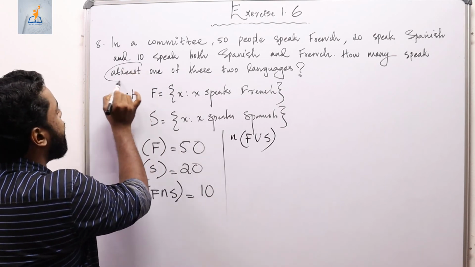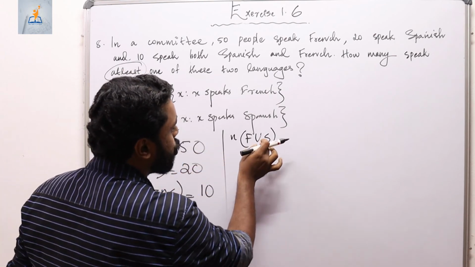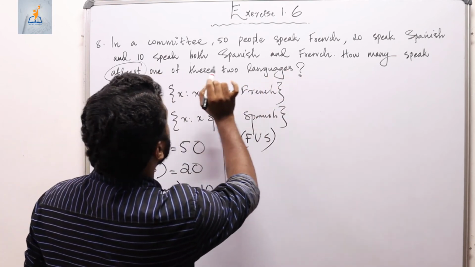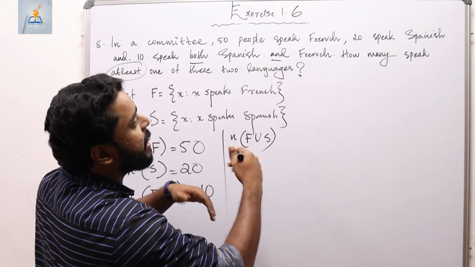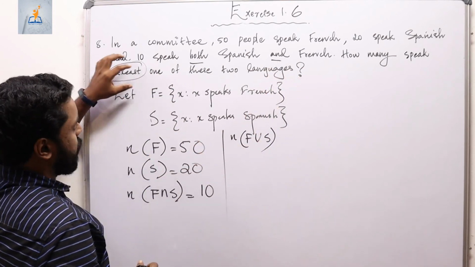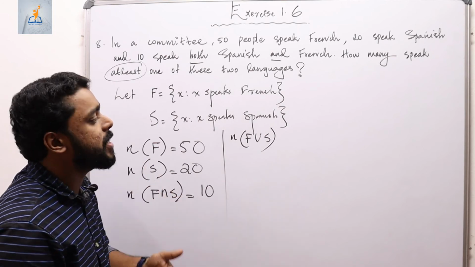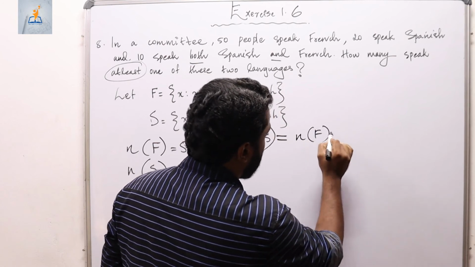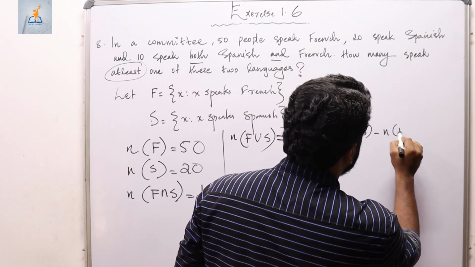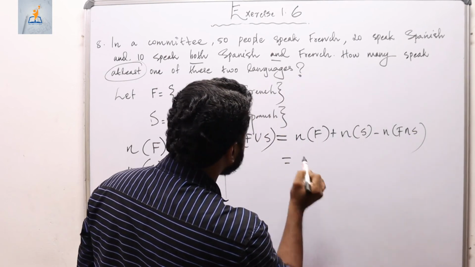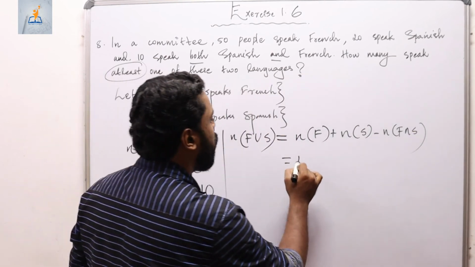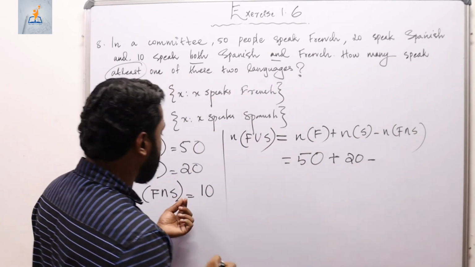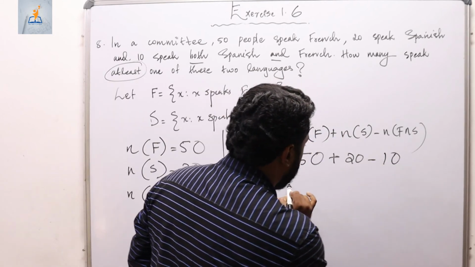Note that the words at least remind us to find union, which means either in one of the sets. Also note that here we have what? Both and, which means intersection. So note these words in the question so that you can easily solve any problems very well. Now we know n of F union S is nothing but n of F plus n of S minus n of F intersection S. It is equal to, what is n of F? It is equal to 50 plus n of S is equal to 20 minus, what is the intersection? So 10.